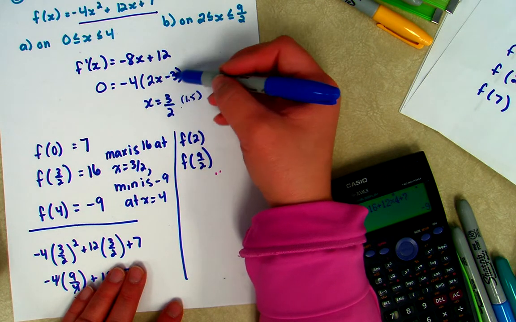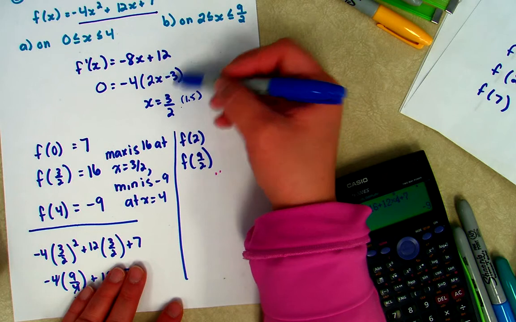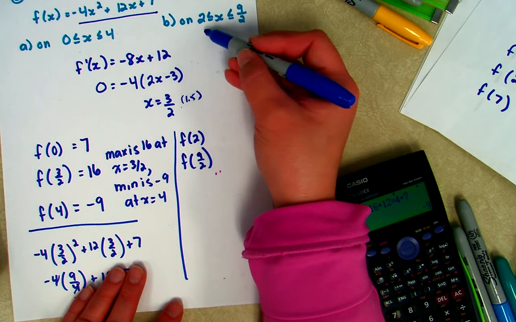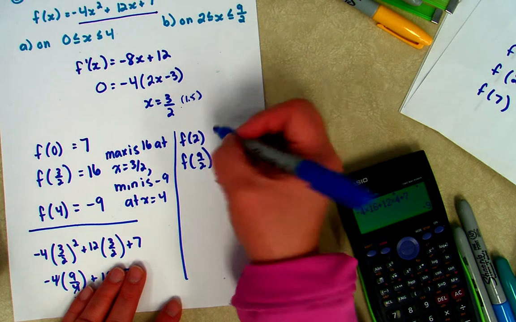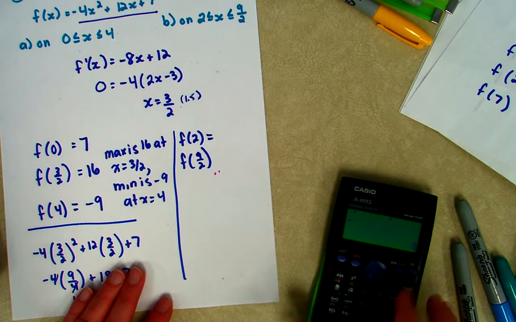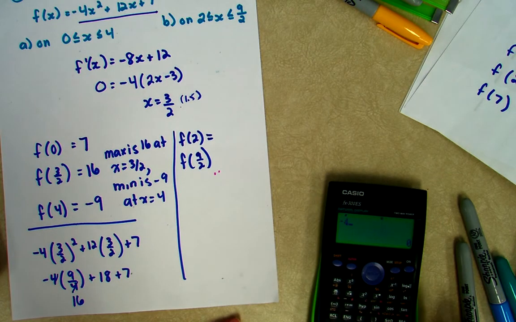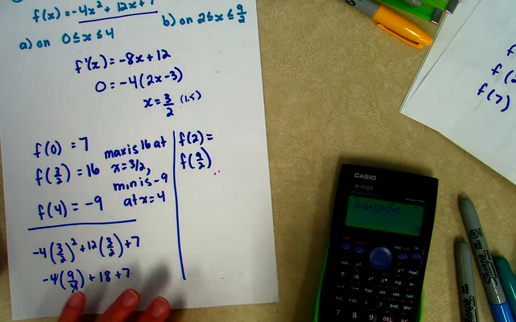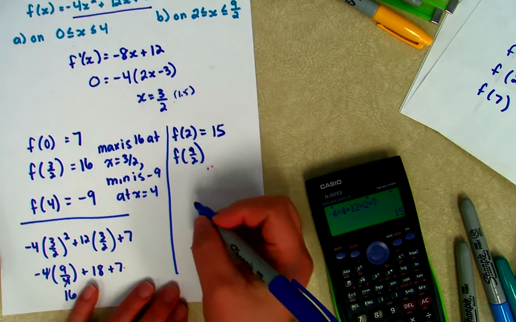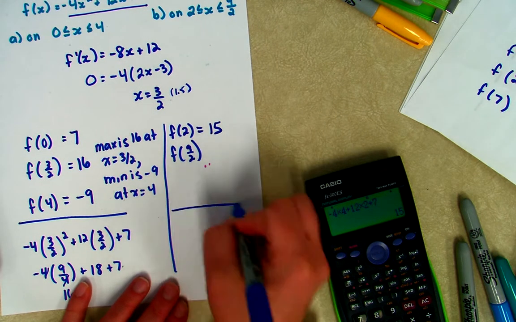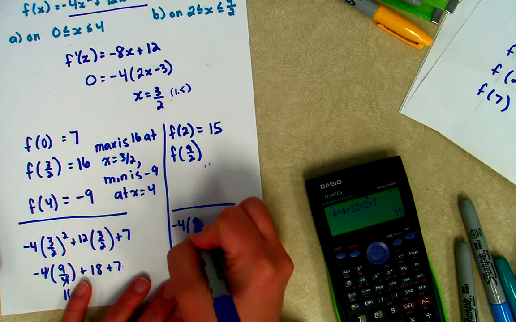If there was more than one number, I might ignore both of them. I might only grab one of them. It all depends on whether or not they lie within that interval. So f at 2 is going to be negative 4 times 2 squared plus 12 times 2 plus 7, 15. 9 over 2, again, I'm going to take it as an opportunity to practice my fractions.